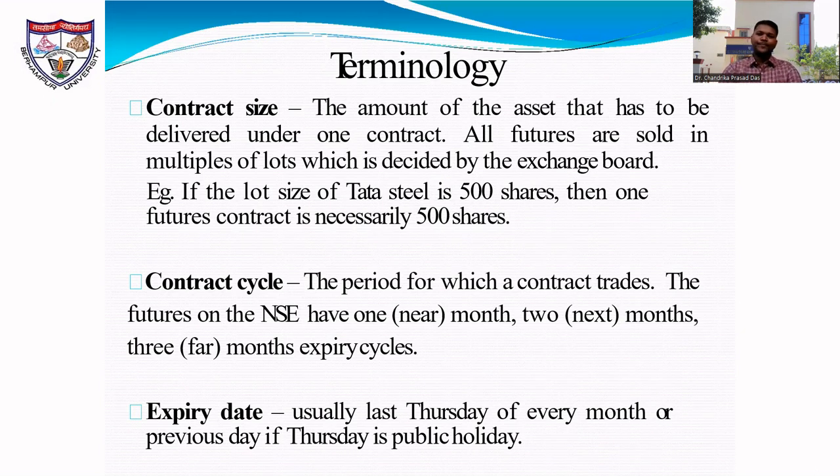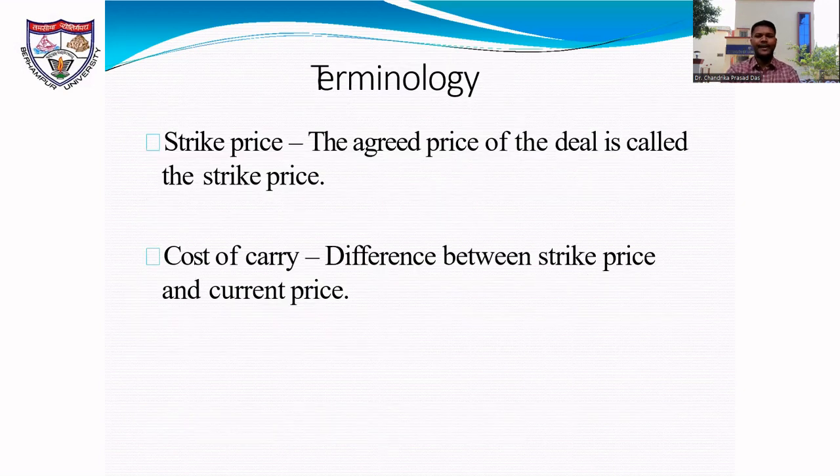The period for which a contract trades is known as the contract cycle. Futures on the National Stock Exchange have 1 month, 2 months, and 3 months expiry cycles. The expiry date is usually the last Thursday of every month, or if the last Thursday is a public holiday, then the previous day of the Thursday is known as expiry.